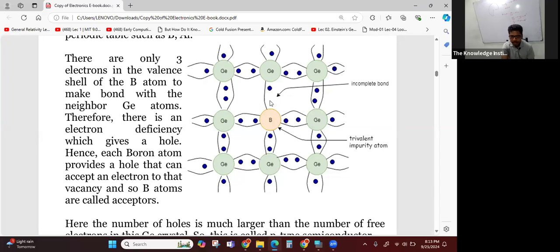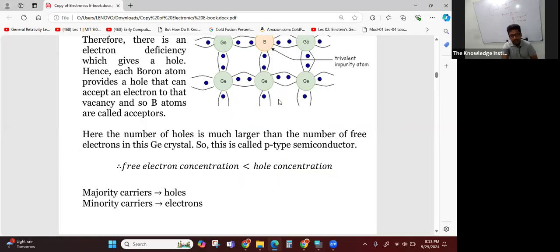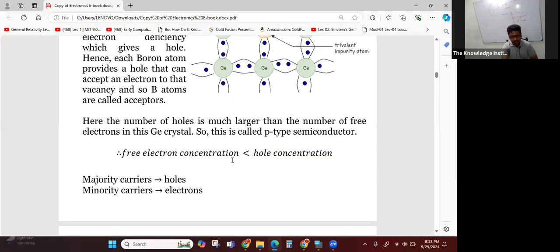If it accepts the electron and completes the bond, then the boron atom gains an excess electron. Therefore, it becomes negatively charged. So remember, acceptors are always negatively charged. Donors are positively charged and acceptors are negatively charged. Right. So in P-type semiconductor, electron concentration is less than the hole concentration, right?